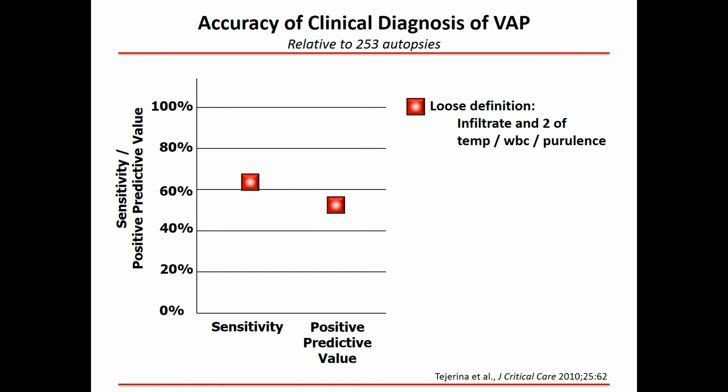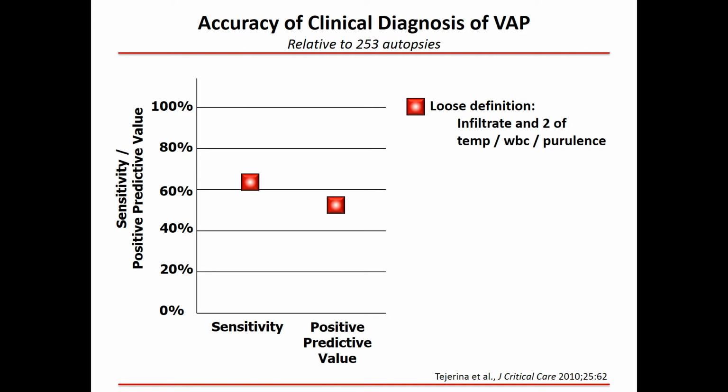So here is another histology study. These investigators looked at 253 patients who went on to autopsy, and they applied, first of all, what they call a loose definition for VAP, which was an infiltrate and at least 2 of an abnormal temp, white blood cell count, and purulence. And you can see that the sensitivity for that constellation of clinical signs is around 65%, and the positive predictive value here was around 55%, basically a coin toss.